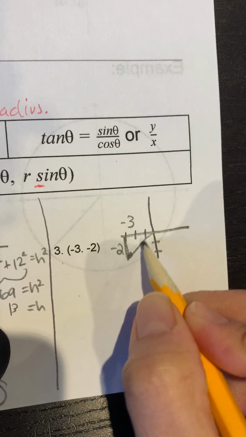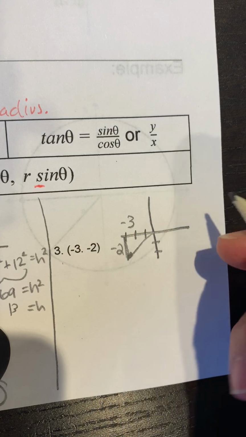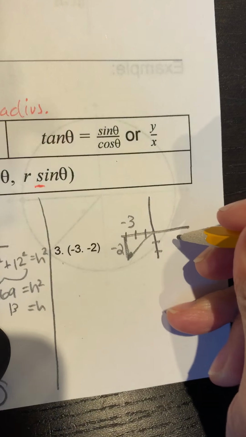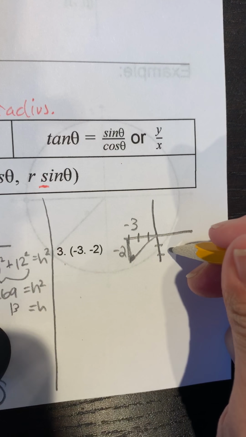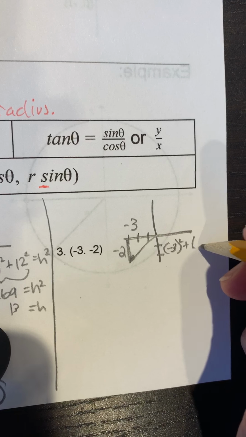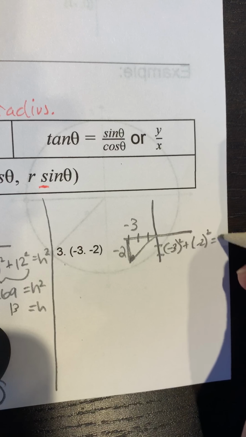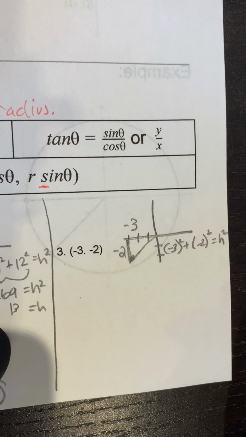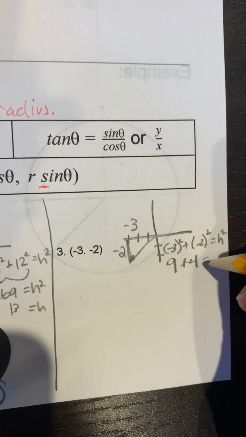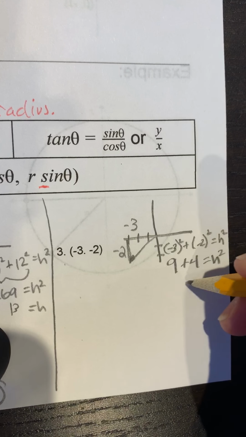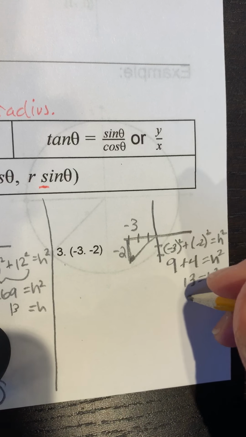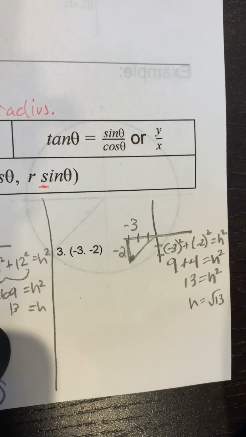So remember, we're going to still need the hypotenuse. So that's going to be -3 squared plus -2 squared equals hypotenuse squared. So that's 9 plus 4 equals hypotenuse squared. So then that's 13 equals h squared, so h is equal to square root 13.